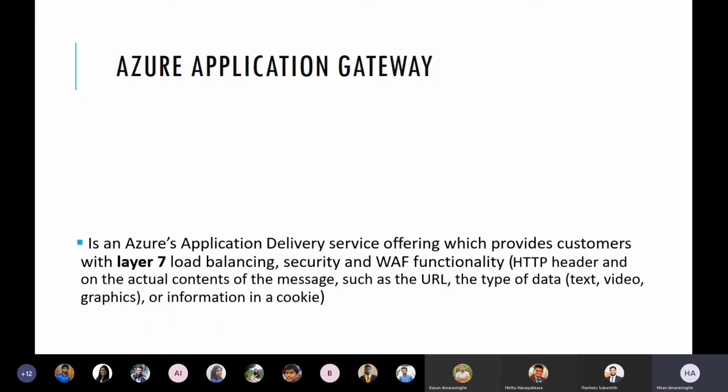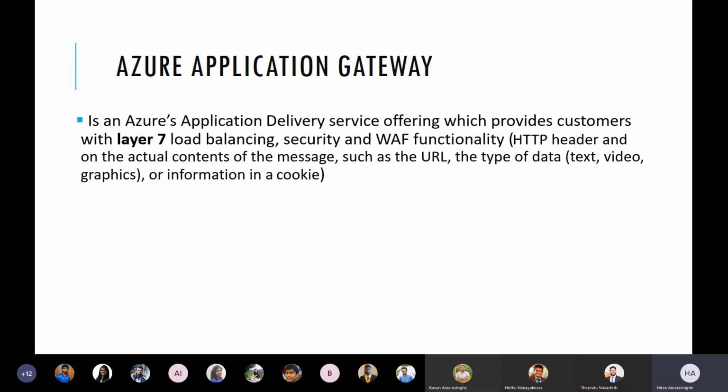Okay, so what is application gateway? Application gateway is an application delivery service, as you noted in the previous slide. This is basically a layer 7 load balancing, security, and web application firewall function, which provides the web facility. The most important thing to note here is the load balancing part, and the layer at which it operates in the OSI model. I'm pretty sure you can remember the OSI model, starting from physical layer, data link layer, like that. I will share the chart if you can't remember it.